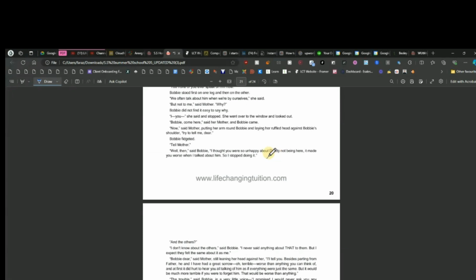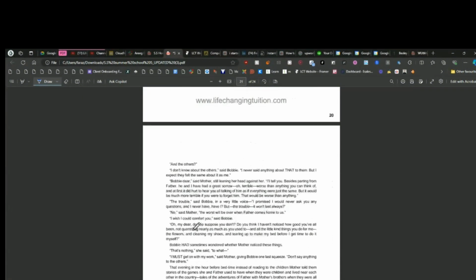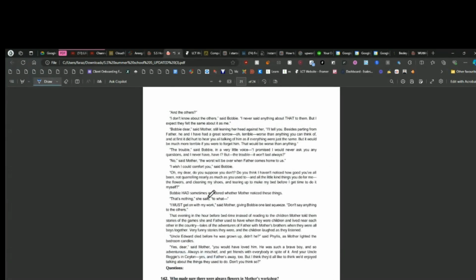And it's actually about Bobby's father, not the mother's father, right? So it can't be C. She took care of the children. There is no evidence of that just yet. We do know that she's definitely bringing tea to her, and that's probably an indication of how Bobby is. It seems like she is taking care of Mother.